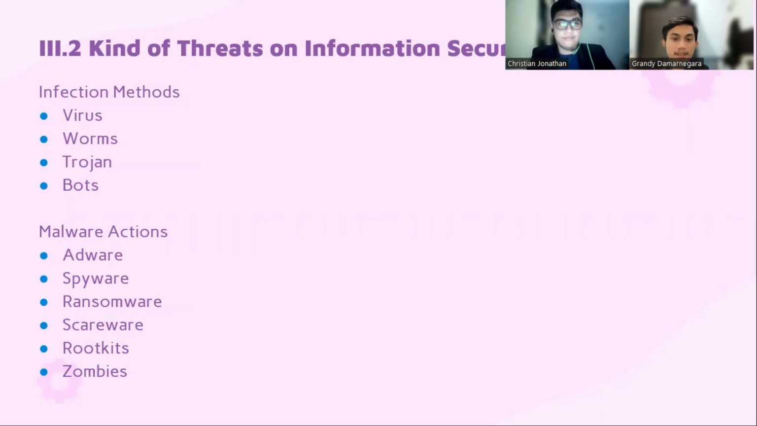First, we have infection methods. Virus. They have the ability to replicate themselves by hooking onto programs on the host computer, like songs and videos. Worms. Worms are also self-replicating in nature, but they don't hook themselves to a program on the host computer. The biggest difference between viruses and worms is that worms are network aware.